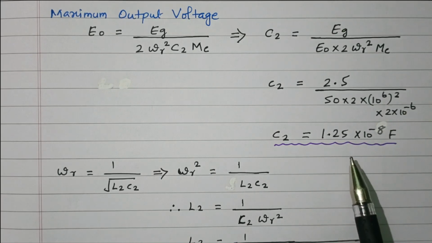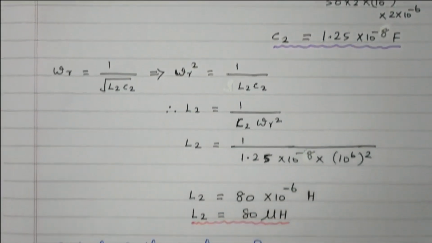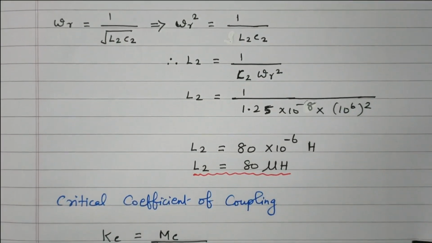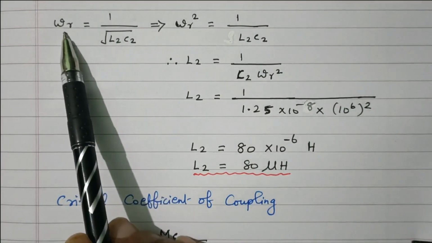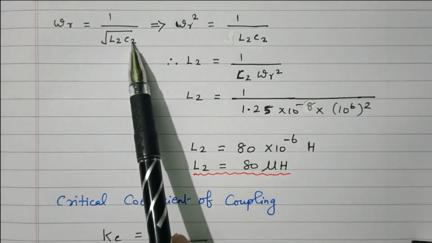Now we calculated C2 also. Now we need to find the L2 value. L1 already calculated. Now we'll go for L2 value. So we'll use the same formula, omega R, but here L2 C2. Earlier we used L1 C1. Now C2 is calculated.